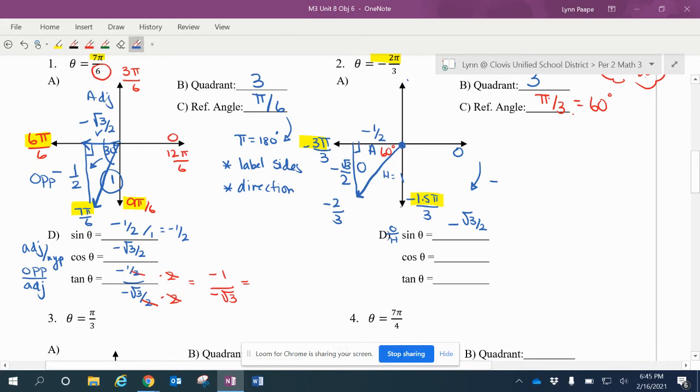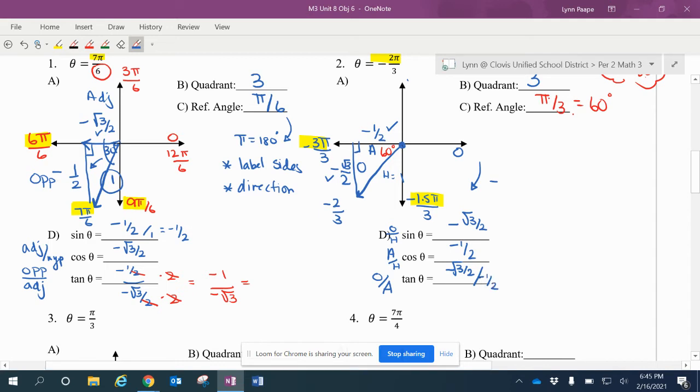And then our cosine is adjacent over hypotenuse. So the adjacent side is negative 1/2, right? So we're looking up here. So adjacent is negative 1/2. And then over the hypotenuse, which is just 1. And again, I don't need to write that part. And then tangent is opposite over adjacent. So the opposite side is negative root 3 over 2. And then over adjacent, which is negative 1/2.